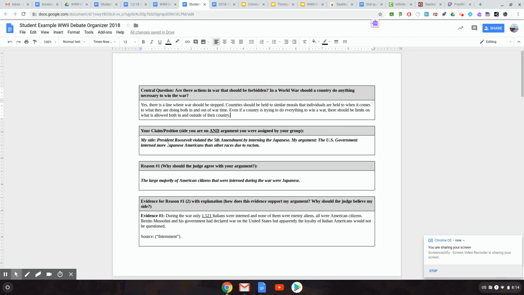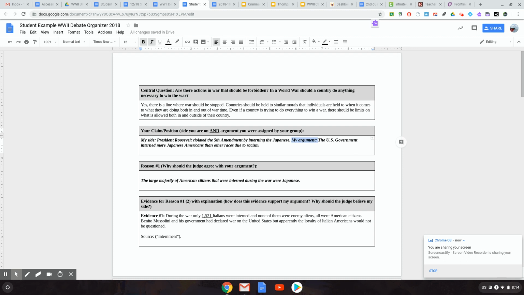So if you look here on the student example, they say which side they're on, that President Roosevelt violated the Fifth Amendment by interning the Japanese. And then they also start going into their argument that the US government interned more Japanese Americans than other races due to racism. After you've done that, you have your argument that your group assigned or that you picked from your group. That's kind of your big argument.